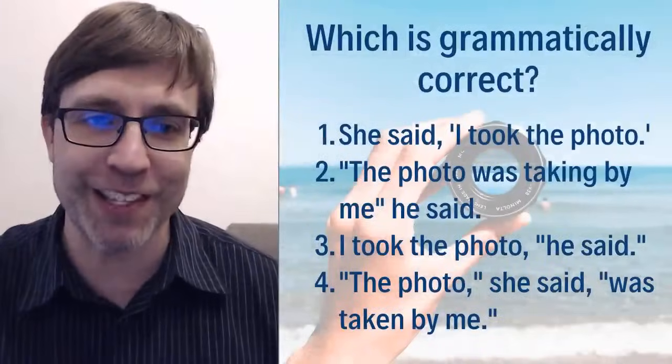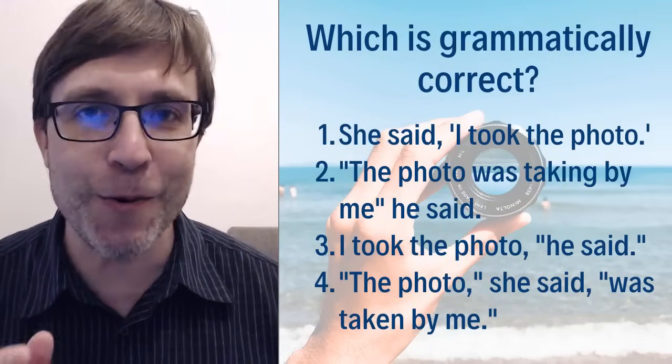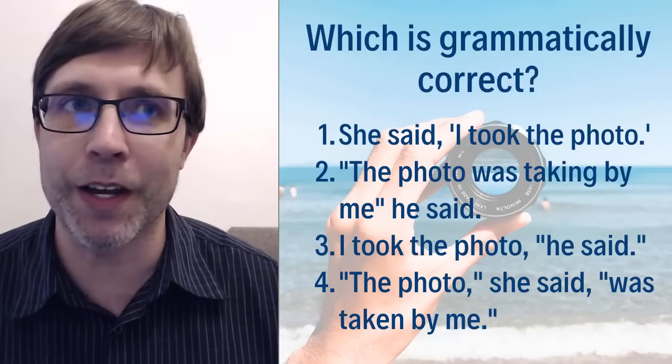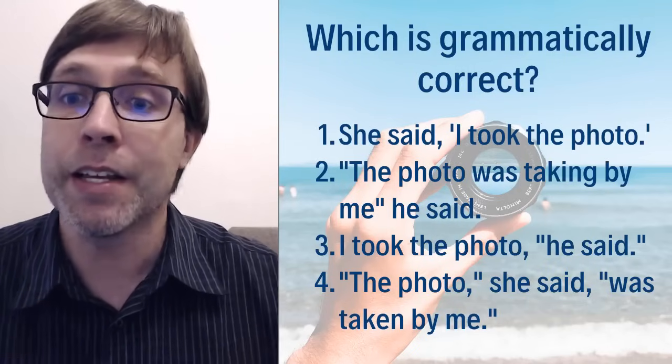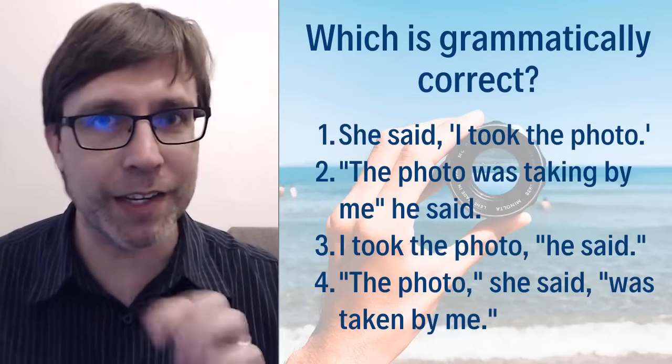So let's continue with the grammar. All right, let's look at some more confusing grammar. The next one that I have for you is this. Which is grammatically correct? Now we're getting into a little bit of punctuation. So we're talking about a dialogue, something that somebody says. All right. So you have four different sentences to choose from.